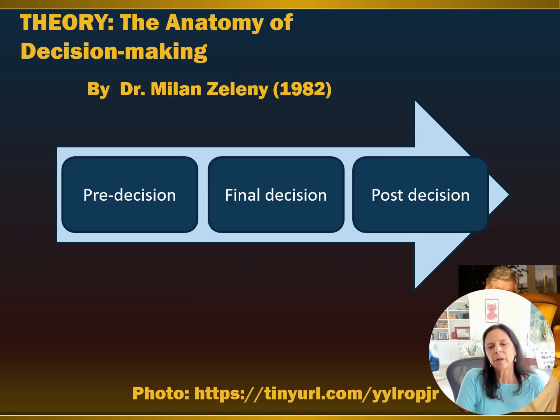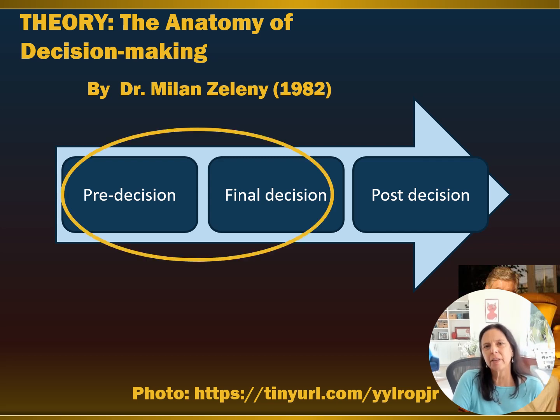So the theory we're going to rely on primarily is Zeleny's theory of decision making, or anatomy of decision making. He's got three particular parts. There's the pre-decision, the final decision, and the post-decision. And we're going to talk mostly today about the pre-decision and the final decision.